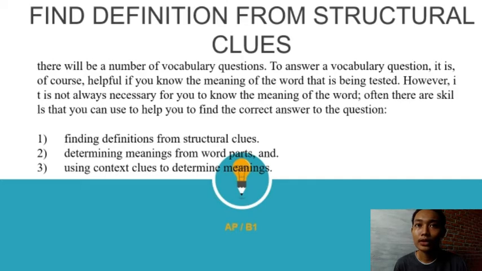Number 1. Finding definition from structural clues. Number 2. Determining meanings from word parts. And the last one, using context clues to determine meaning.